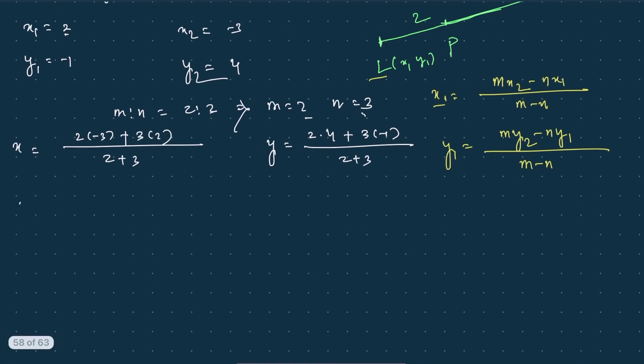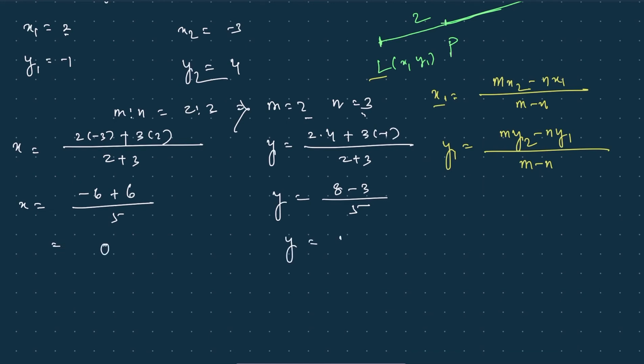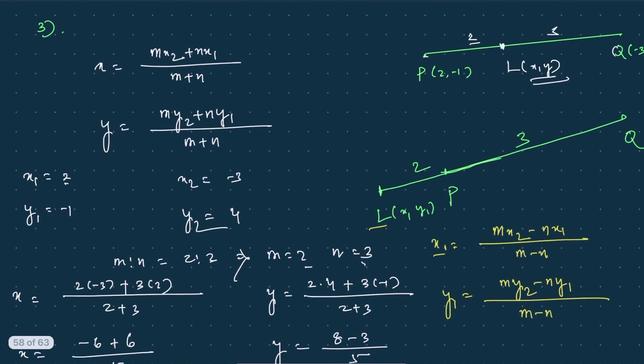So it is going to be x is equal to minus 6 plus 6 divided by 5. And here y will be equal to 8 minus 3 divided by 5. So this is going to be 0, and this is going to be 5 by 5, which is equal to 1. Okay, so here the point is (0, 1). So when this point L divides internally, L is equal to (0, 1).